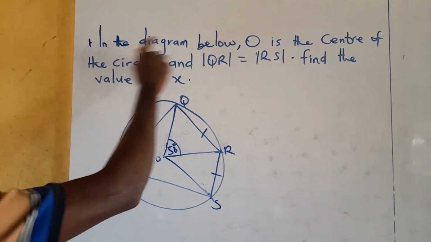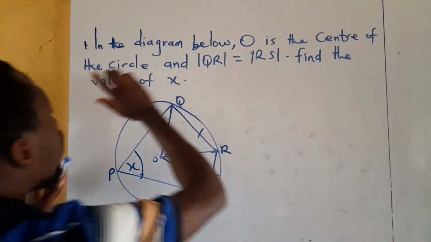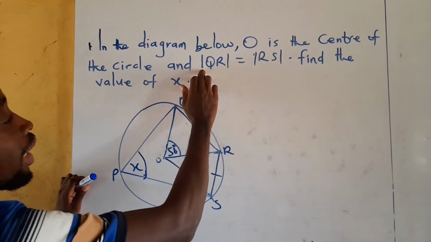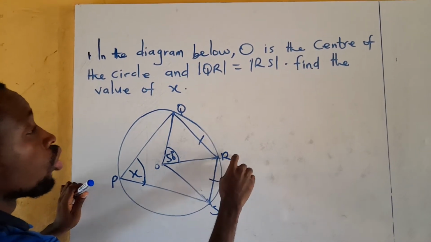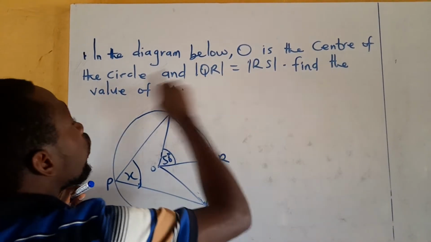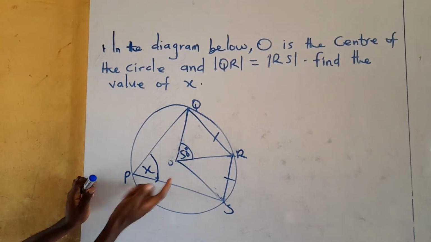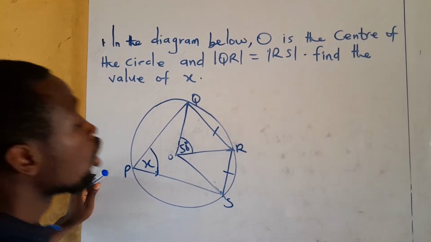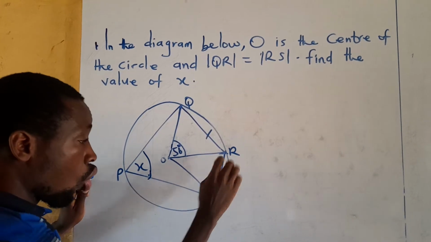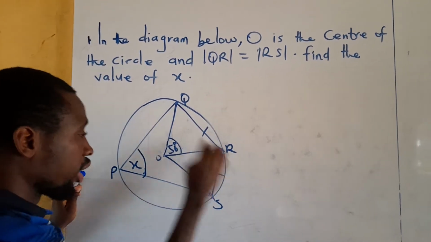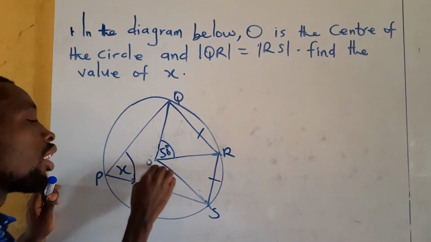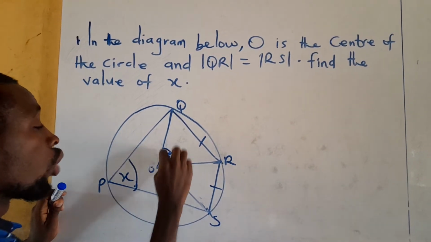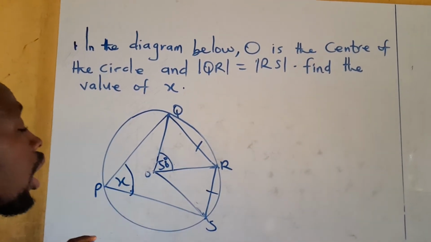They say, in the diagram below, O is the center of the circle, and line QR is equal to line RS. So line QR is equal to line RS. You should find the value of the angle marked x, this angle. So remember, we say when two chords are equal, you see these chords are equal, 2 equal chords sustain angles at the center of the circle. Those angles are equal. So we can say the angle here is equal to the angle there.